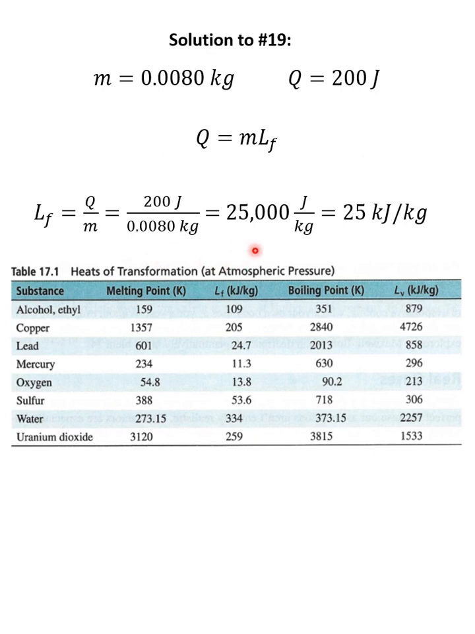Now 25,000 way exceeds any of the numbers on that chart, and then we remember that's joules per kilogram. The chart gives it in kilojoules, so 25 kilojoules per kilogram. And we look on the chart to see which one is at least close to 25 kilojoules, and we see, yes, right here, lead, 24.7. So of these substances, that's the answer.